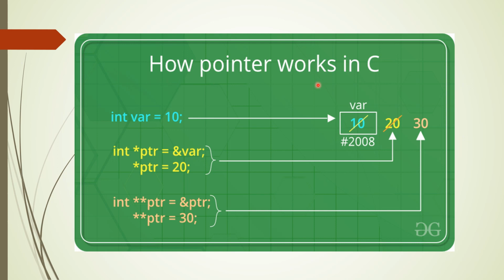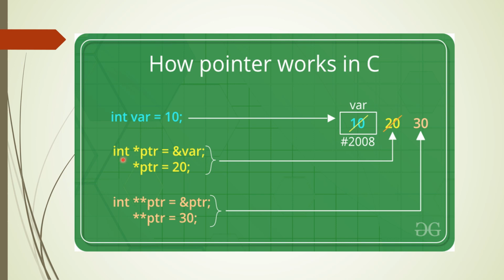Now let us see how a pointer works in C. As I already mentioned, a pointer variable is a variable which holds the address of another variable. Here, when the statement int var is equal to 10 is executed, the compiler will allocate a block of memory with the name var. This memory block is associated with a base address #2008, and the size of this memory block is either 2 bytes or 4 bytes, depending on the word size of the machine.